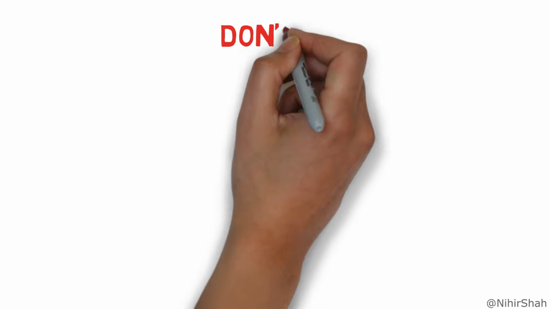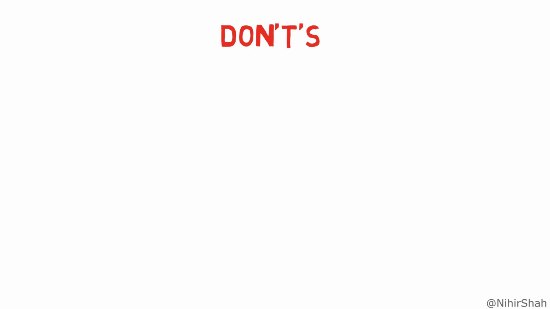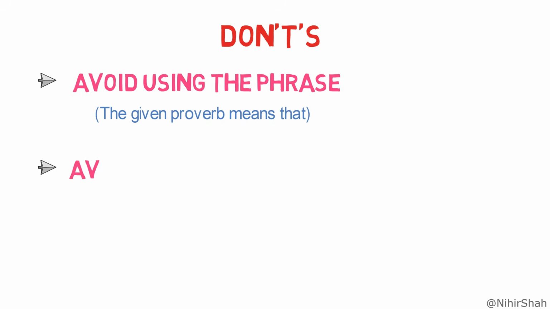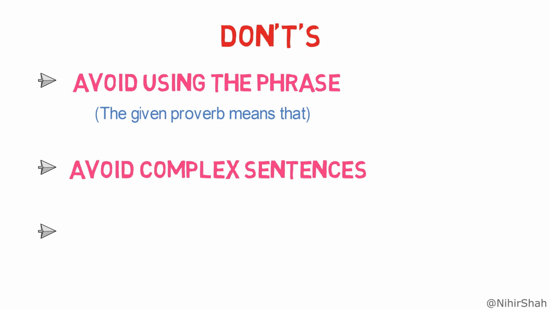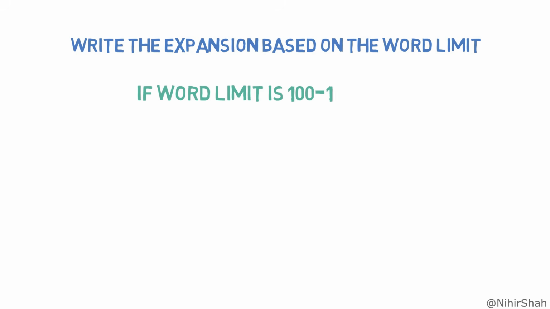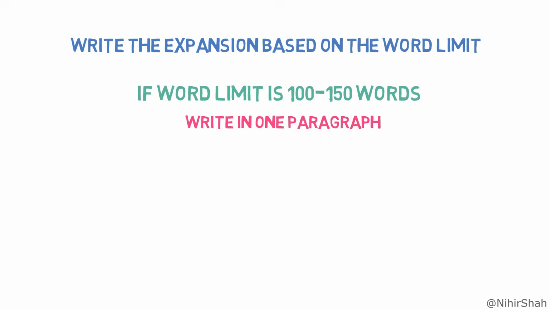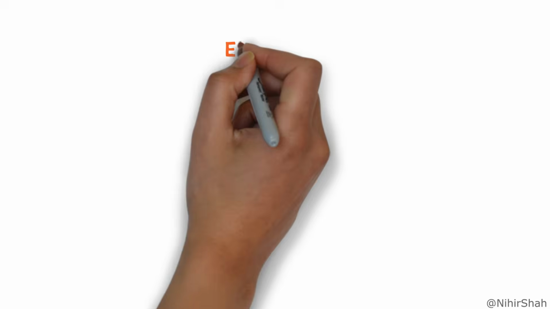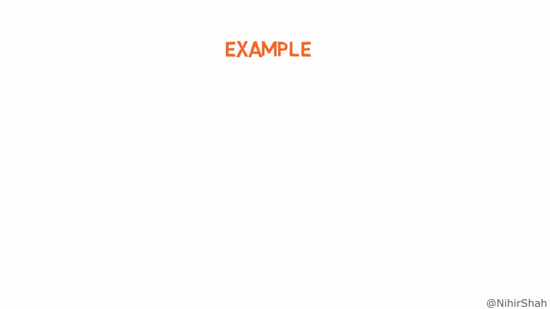Some of the things that should be avoided while writing expansion of ideas are: number one, avoid using the phrase the given proverb means that. Number two, avoid complex sentences. And number three, avoid writing in first and second person. Write in third person. Please note, write the expansion based on the word limit provided to you. In case the word limit is 100 to 150 words, you may write in one paragraph. If more, it is better to separate it into three paragraphs: introduction, body, and conclusion. Now, let's look into an example to understand what we have learned till now.